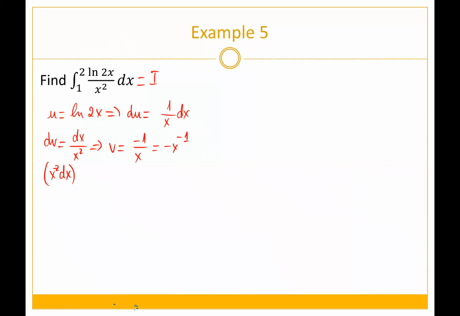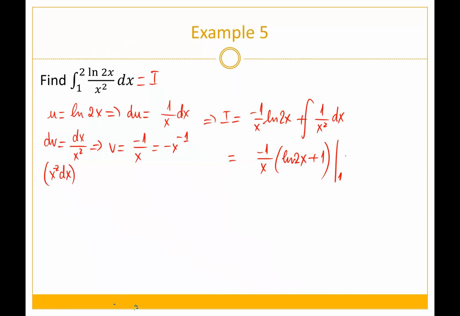So this is just the integral of a polynomial. So then we have I equal negative 1 over x ln of 2x plus the integral of 1 over x squared dx. So now again you're going to have negative 1 over x ln of 2x plus negative 1 over x, and go from 1 to 2. So your I now is going to become negative 1 over 2 ln of 4 plus negative 1 over 2, minus, because it's a negative and that negative, so plus 1, multiplied by ln of 2, plus 1.